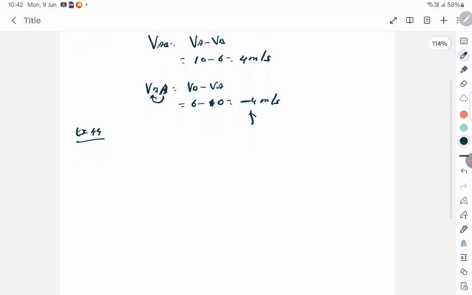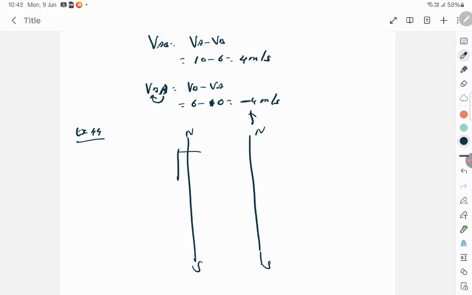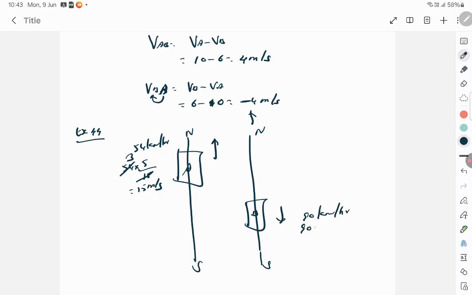Two parallel rail tracks run north to south. So this is north and this is south, and two parallel rail tracks, this is north to south again. There is a train A which is moving towards the north with a speed of 54 km per hour. The moment I see 54, I can multiply by 5 by 18, which is therefore 15 meter per second. And there is a car B which is moving towards the south with the speed of 90 km per hour. So 90 into 5 by 18 is 25 meter per second.